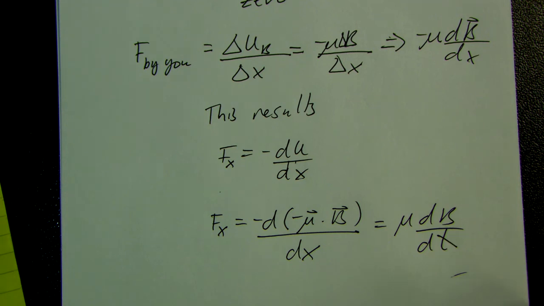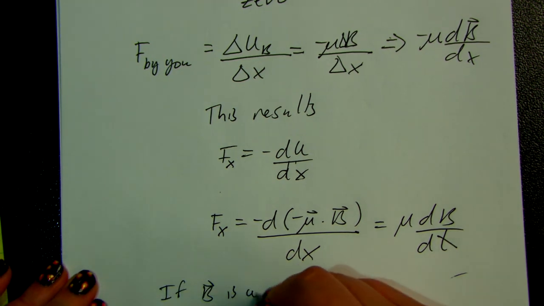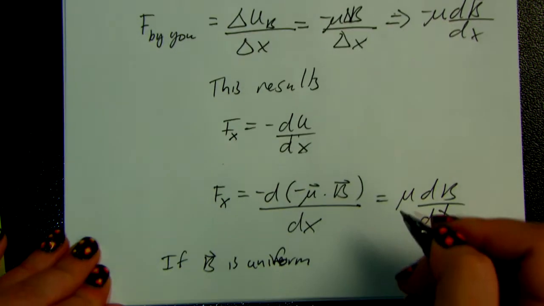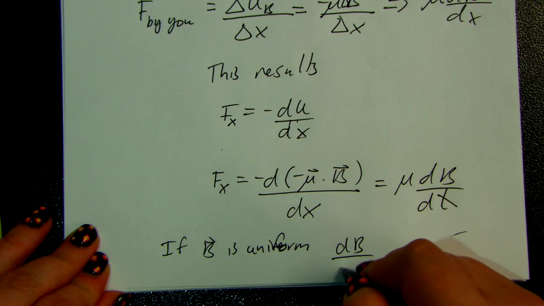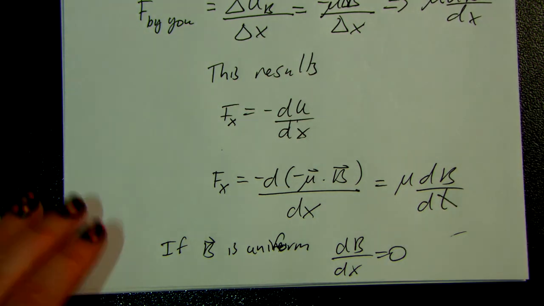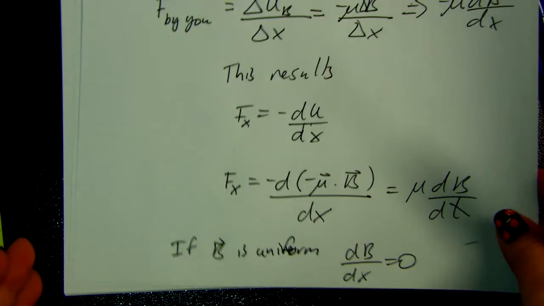All right, so obviously in order for this to be non-zero, the B field needs to be non-uniform. So if B is uniform, then the change in B is going to be 0, so dB dx is equal to 0. All right, so this is a very useful result, and we can take advantage of it, and we should. I mean, that is why we derive things in physics. It's to take advantage of what we find.